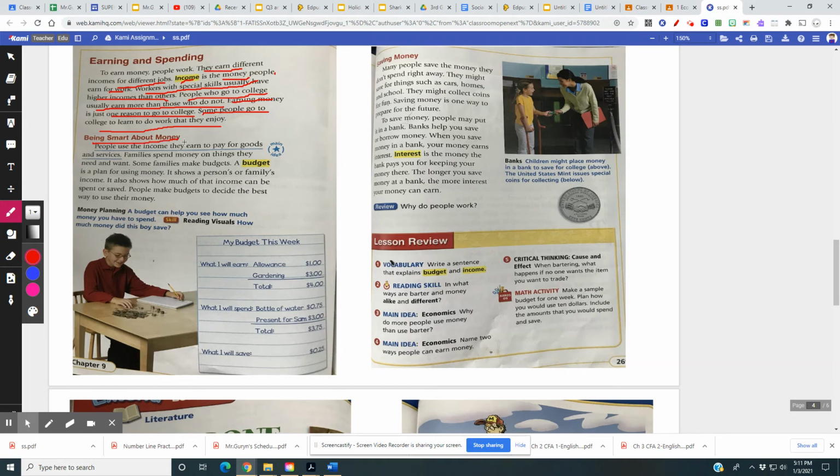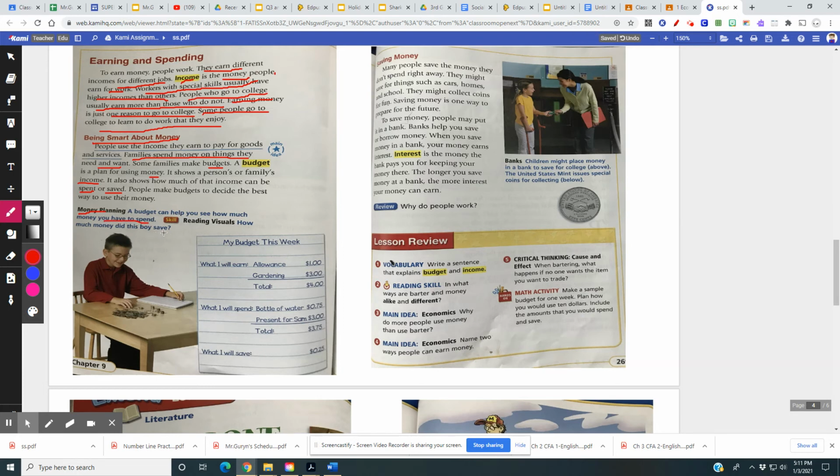Being smart about money. People use the income they earn to pay for goods and services. Families spend money on things they need and want. Some families make budgets. A budget is a plan for using money. It shows a person's or family's income. It also shows how much of that income can be spent or saved. People make budgets to decide the best way to use their money. Money planning. A budget can help you see how much money you have to spend.